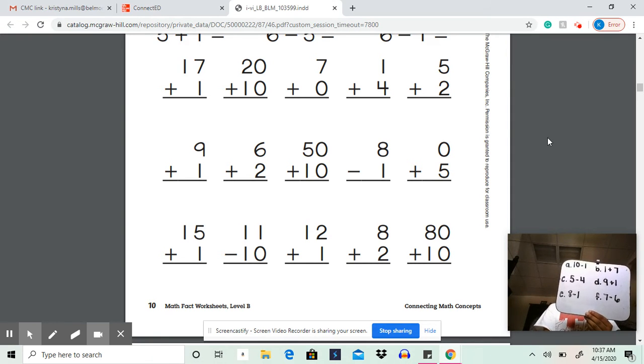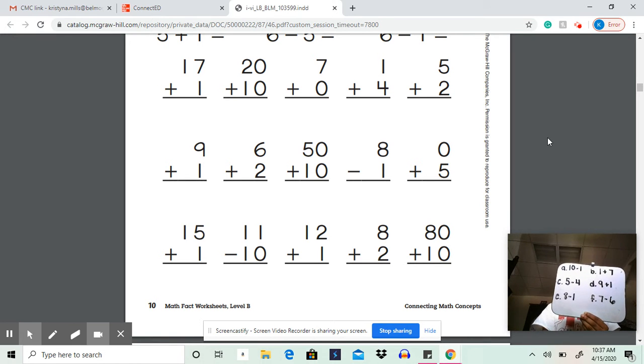Touch and read problem B with me. 1 plus 7. Good. What's the answer? 8. Good. Touch and read problem C. 5 minus 4. 5 minus 4. What's the answer to 5 minus 4? 1. Good job. Now I want you to touch and read D. 9 plus 1. 9 plus 1. What's the answer to 9 plus 1?